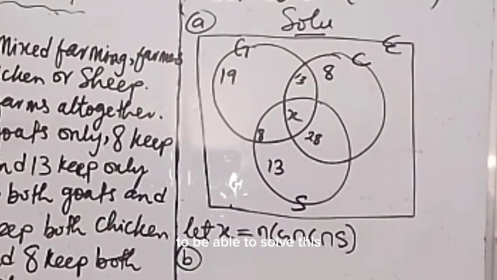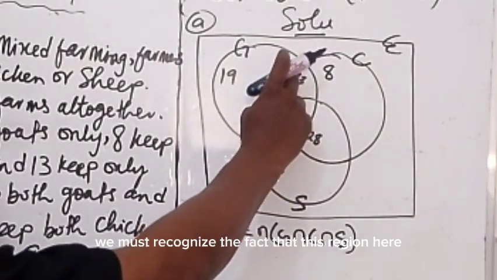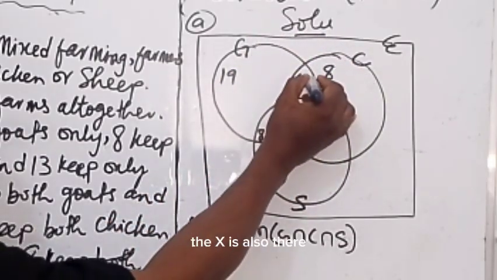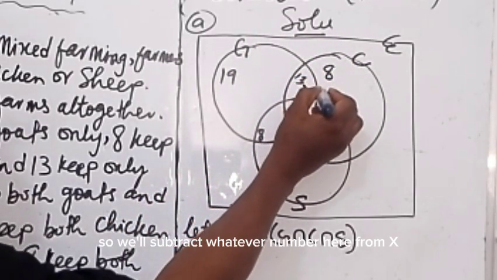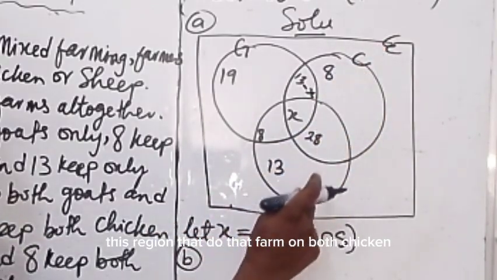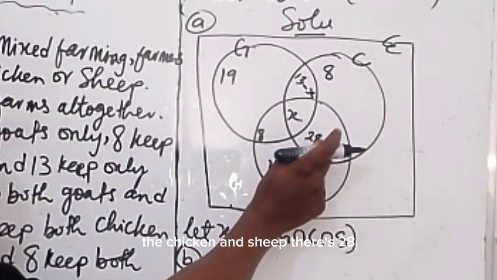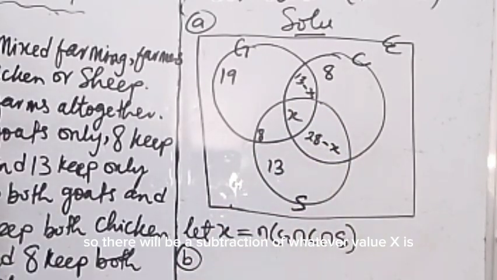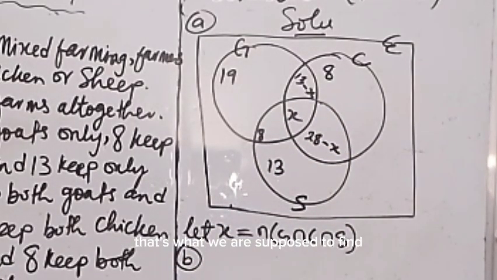To be able to solve this, we must recognize the fact that in this region here, where you have goats and sheep, the X is also there. So we'll subtract whatever number here from X. The same thing, this region that farm on both the chicken and sheep, there's 28. The X is also in this region. So there will be a subtraction of whatever value X is, which we'll soon find out. That's what we are supposed to find.